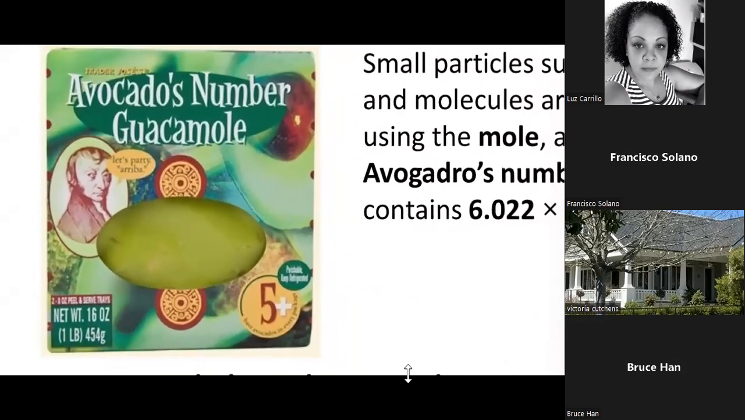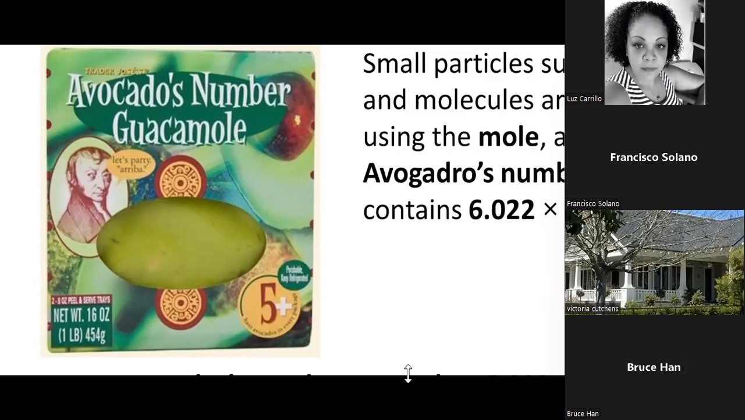Now, I don't know, but this I find amusing. Number one, this is my favorite store. But looking through their food, I noticed that you can see here that it says Avocados number, guacamole. Now, you may be wondering, who the heck is this guy in the picture that is saying, let's party, arriba? Who the heck is this guy? Guess who that guy is, based on what I told you.